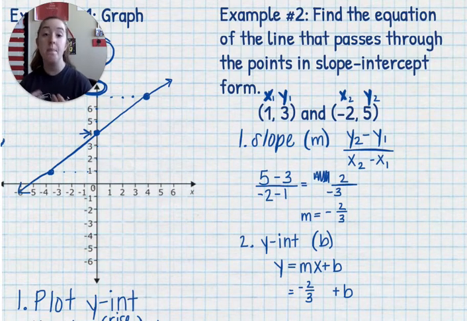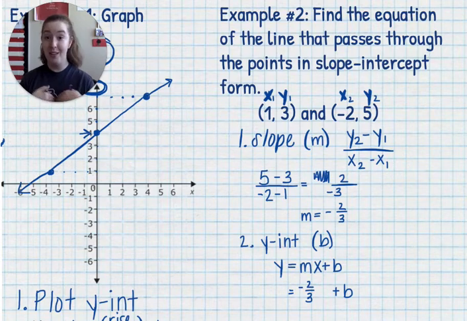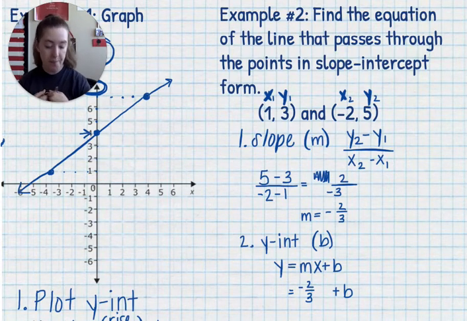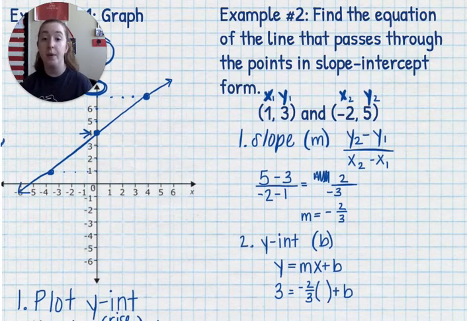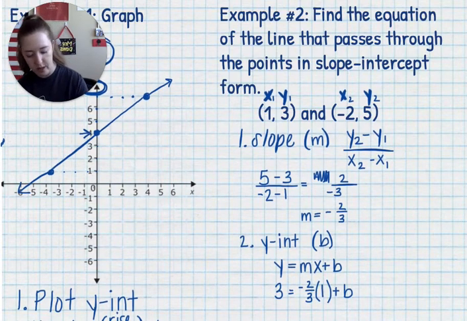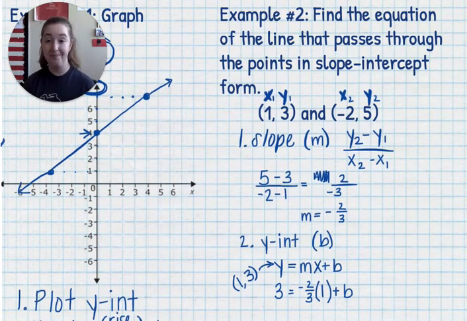Okay? So to me, 1, 3 is easier to work with than negative 2, 5. If you don't feel the same way, then you can use negative 2, 5. I don't care. We're going to get the same answer. Isn't math wonderful? So I'm going to use 1, 3 to plug in for x and y. Right here where my y was, I'm going to put my y value, which was 3. And right here where my x was, I'm going to put my x value of that point, which was 1. So I plugged in the point 1, 3 right here for x and y. Now we're just going to go through and solve for b.